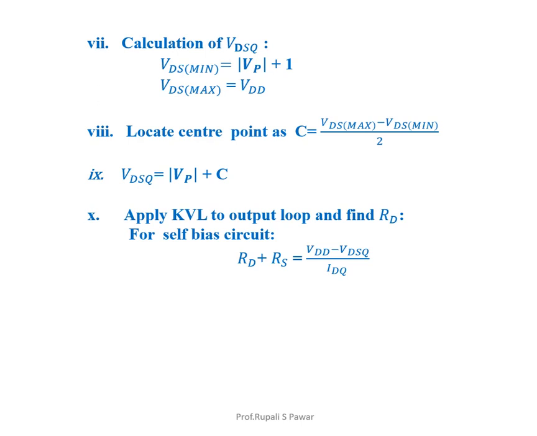If you are designing self-bias circuit, then formula is RD plus RS equal to VDD minus VDSQ upon IDQ. If you are designing fixed bias circuit, RD is VDD minus VDSQ upon IDQ.